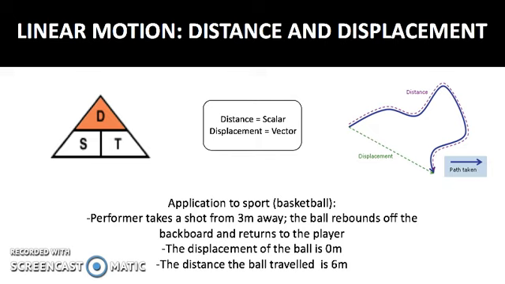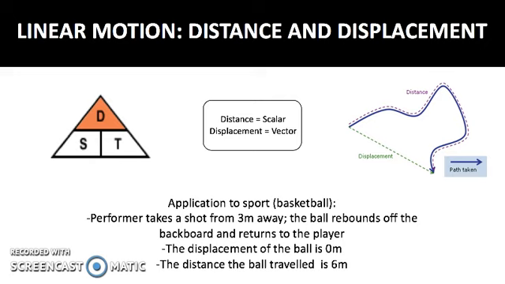So it's come back to its original position, so the displacement is 0. Whereas the distance the ball has travelled is 6 meters because it's travelled that initial 3 meters to the backboard and then that 3 meters backwards to the player. So you can see the difference in displacement and distance here because displacement involves direction.